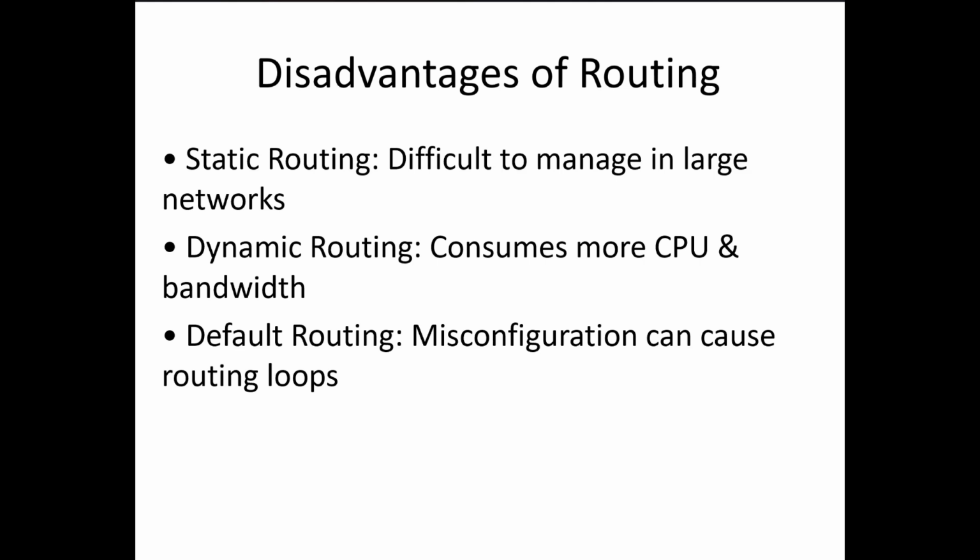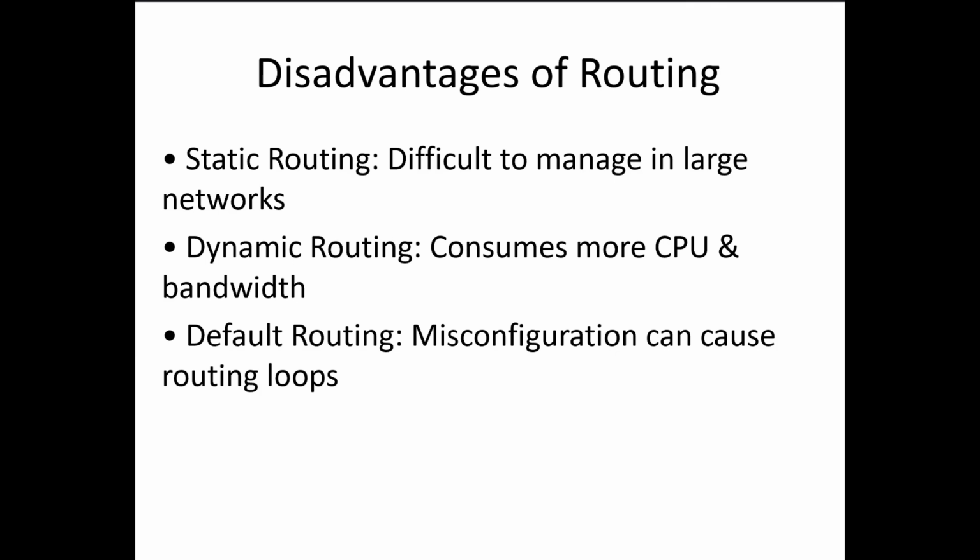Now the last is the disadvantages of routing. Of course, routing is not perfect. There are always some disadvantages to routing. The first one is static routing. In static routing, the main disadvantage is that it is difficult to manage in large networks. Right, because in static routing, we are manually setting the routes. But in large networks, it will be very impossible. It will become very hectic for the network admin to manually set the routes for every transmission of the data. So in big networks, static routing usually fails.